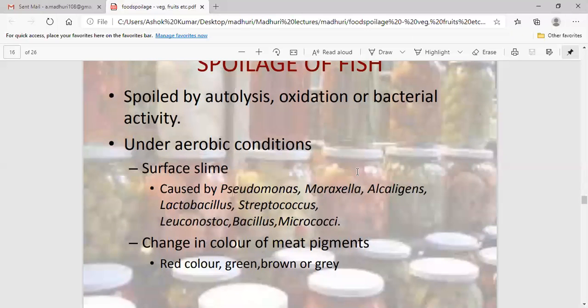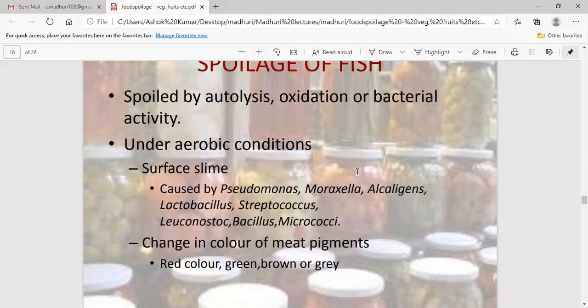Next is spoilage of fish. It is done by autolysis, oxidation or bacterial activity. So just now we have discussed what is autolysis and oxidation or bacterial activity. Bacteria may be responsible for the spoilage of fish, and under aerobic conditions, surface slime can happen. Surface slime is a kind of spoilage of fish. It is caused by Pseudomonas, Moraxella, Alkaligenes, Lactobacillus, Streptococcus, Leuconostoc, Bacillus and Micrococci. In surface slime, a slimy substance will be formed on the surface. This is the most common type of spoilage of fish we can see.